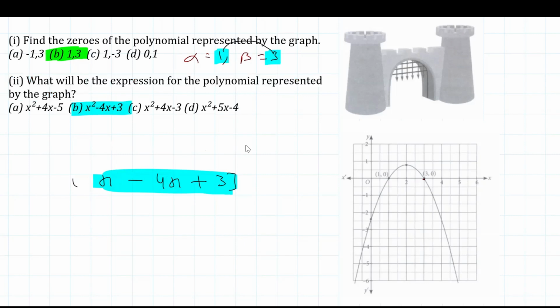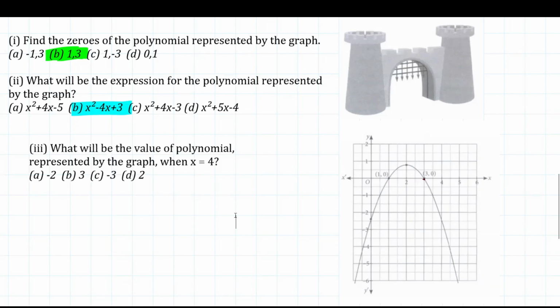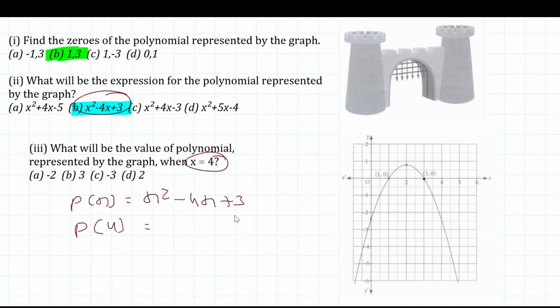Now, once we are done with this, let's come down to the next part. The next part over here, if I type, asks what will be the value of the polynomial at x is equal to 4. Now, the polynomial over here is this, right? So if I write this polynomial as p(x), as x square minus 4x plus 3, what we have to get is the value of the polynomial at x equal to 4. So we are going to replace x with 4.